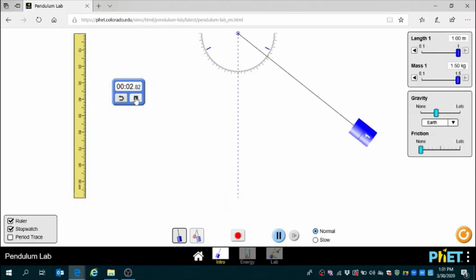1 cycle, 2, 3, 5 cycles, 7 cycles, and 10. Well, interestingly there, that seemed to go a little bit longer.